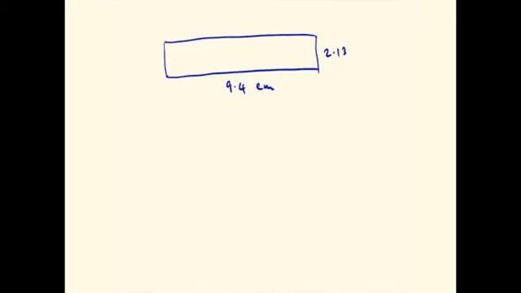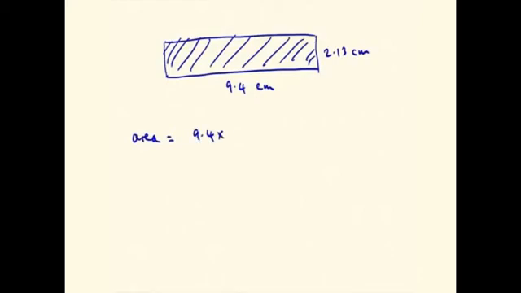Let's do an example with multiplication. Suppose I take a rectangle which is 9.4 centimetres wide and 2.13 centimetres high. So the area is obtained by multiplying the numbers together. 9.4 times 2.13. If you type that into your calculator, it's a little bit hard to do in your head, you should get 20.022.